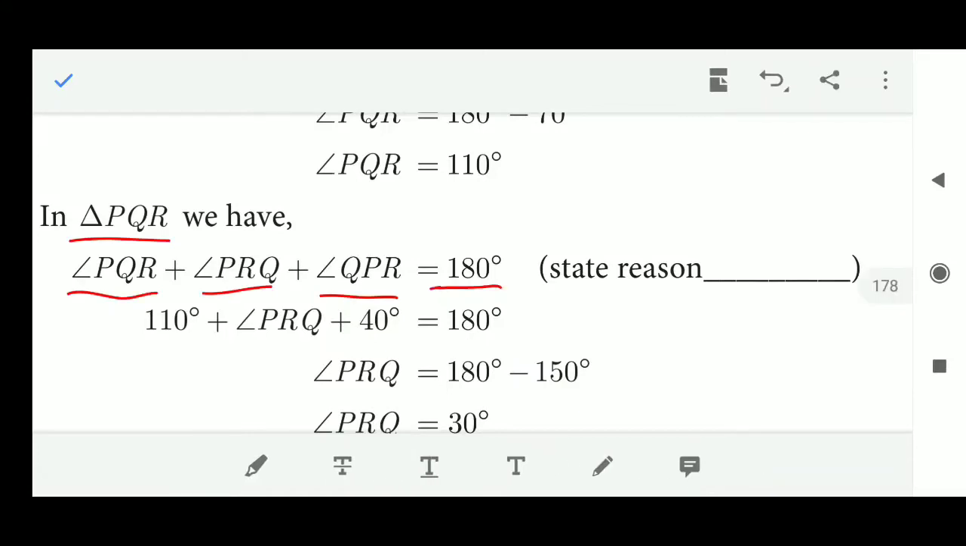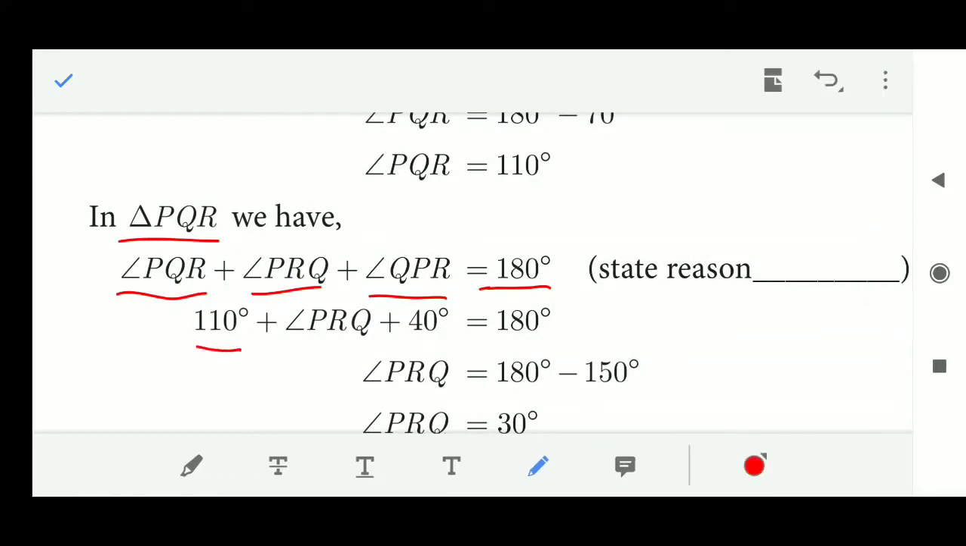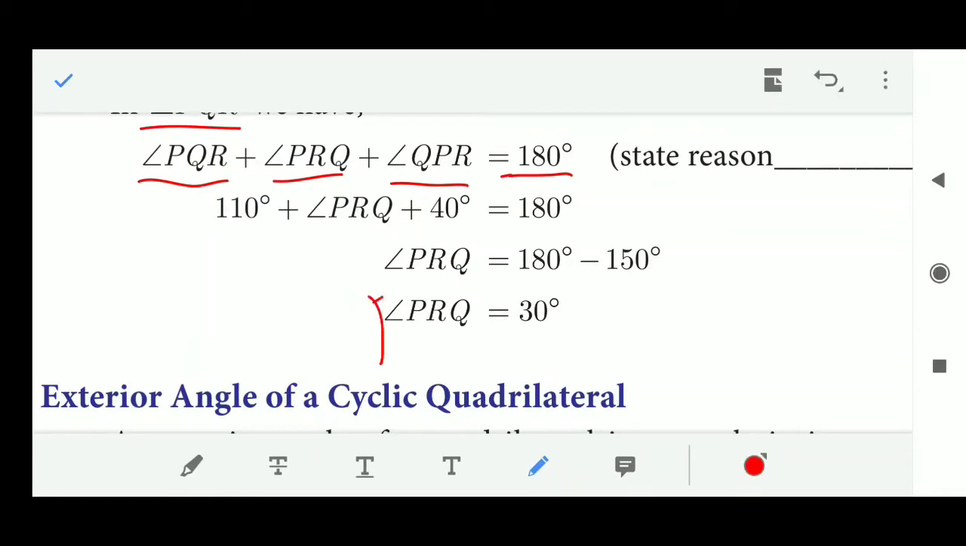Substitute the values of PQR, you will get 110 degree, and QPR is 40 degree, you will get PRQ. If you add 110 with 40, you will get 150. So 180 minus 150 gives 30 degree. So therefore the angle PRQ is equal to 30 degree.